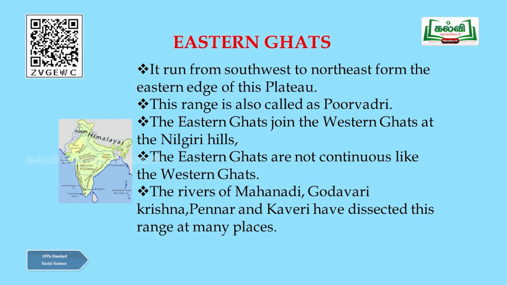Why are the Eastern Ghats not a continuous range? Because it is dissected by many rivers. For example, the Mahanadi, Godavari, Krishna, Pennar and Kaveri have dissected this range at many places. That is why it is not a continuous range.